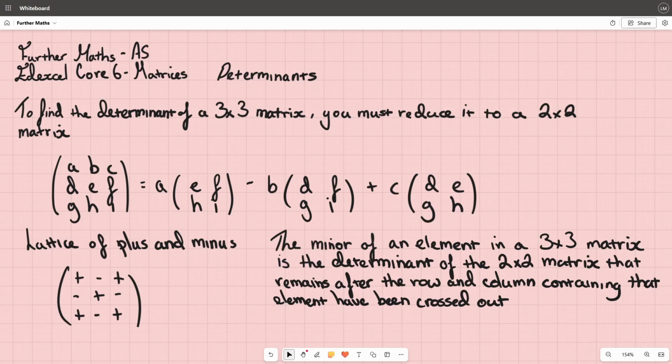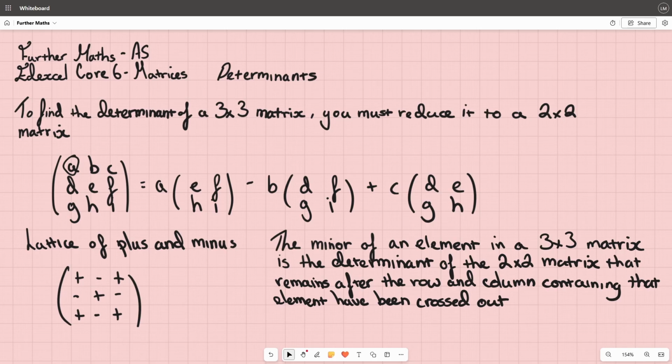And you do that by forming the minors of the elements. So the minor of an element in a 3 by 3 matrix is the determinant of the 2 by 2 matrix that remains after the row and column containing that element have been crossed out. So for example, you want to find the minor of, let's choose A.